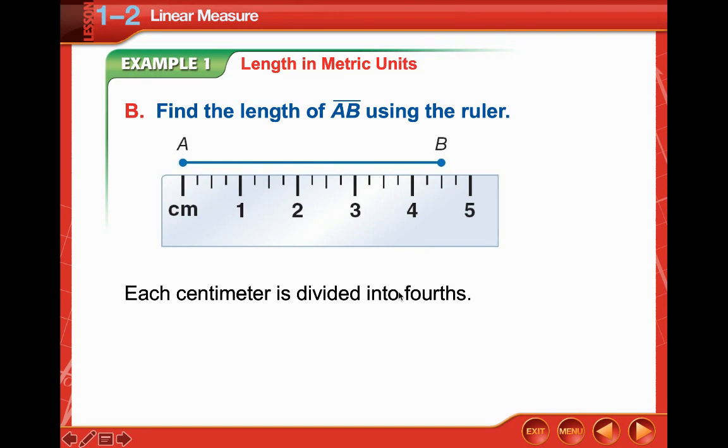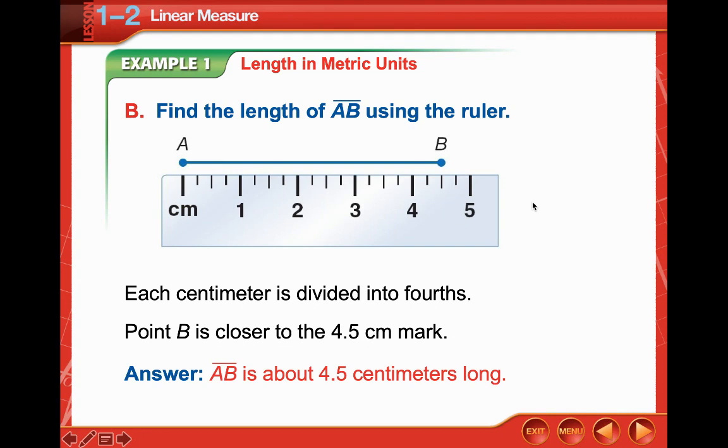Let's double check on this. Each centimeter is divided into fourths, as I explained, quarters. Point B is closer to the 4 1/2 centimeter mark. All right, right there. As you can see, this half centimeter mark is halfway between 4 and halfway between 5. All right. Answer: AB is about 4.5 centimeters long.